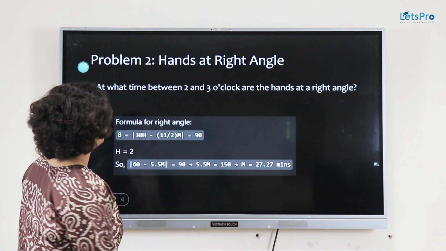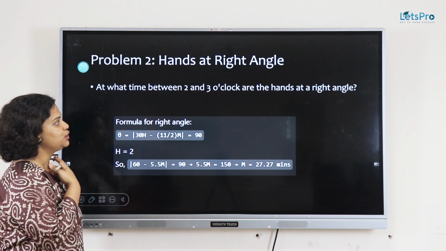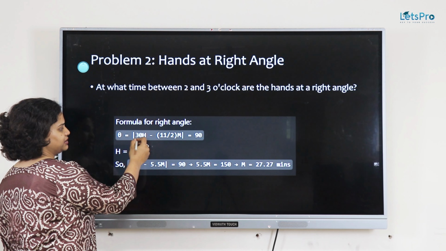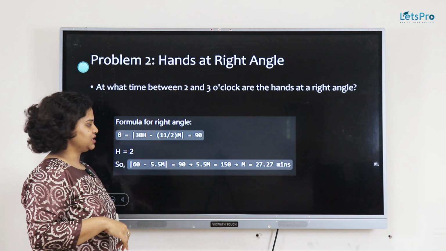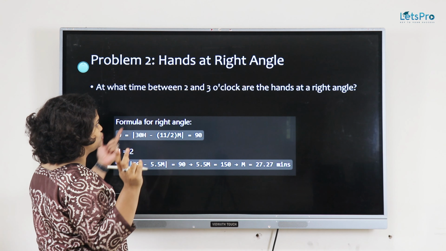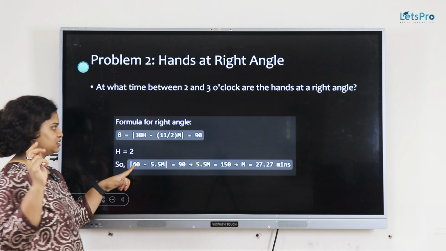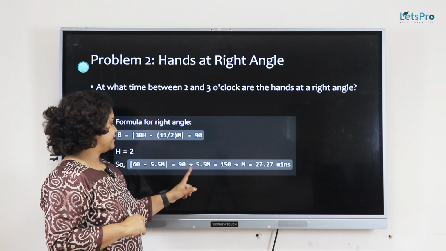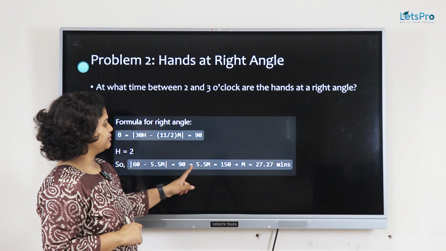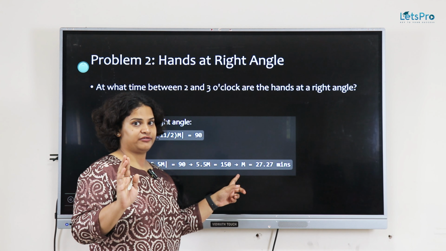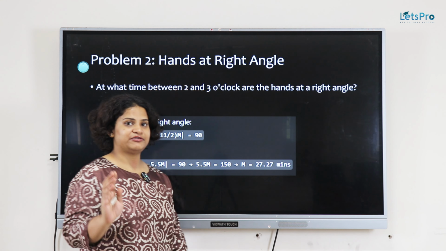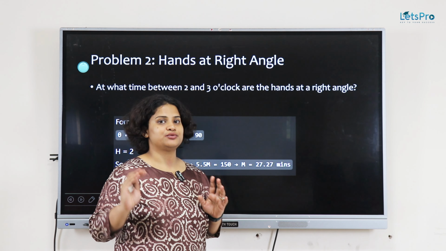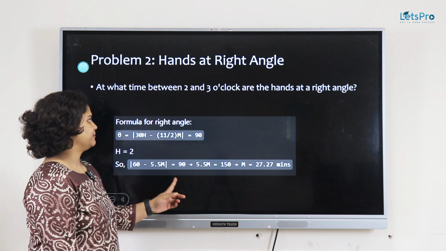We will get into the next problem. At what time between 2 and 3 o'clock are the hands at right angle? Again use the same formula. Theta is 30h minus 11 by 2 m equal to 90. Here h is 2, so 30 into 2 minus 5.5 m equals 90. From here 5.5 m is equal to 150, so m is 27.27 minutes. In the questions it's generally given as 27. They don't ask you the decimal. 27 can be given.